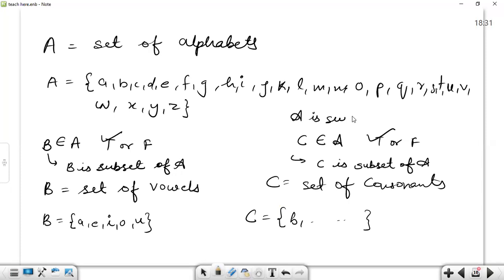And in this case, as C is the subset of A, A will be known as the superset, like the father of C. And similarly, A is the superset of B. Is that clear? What is subset? What is superset?